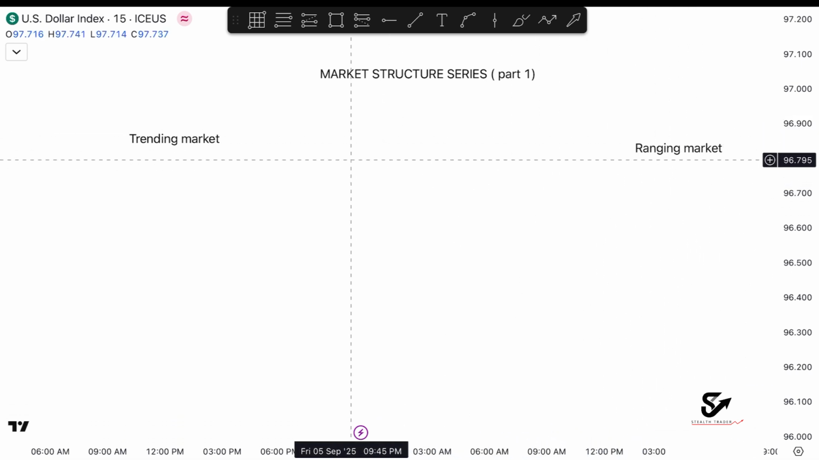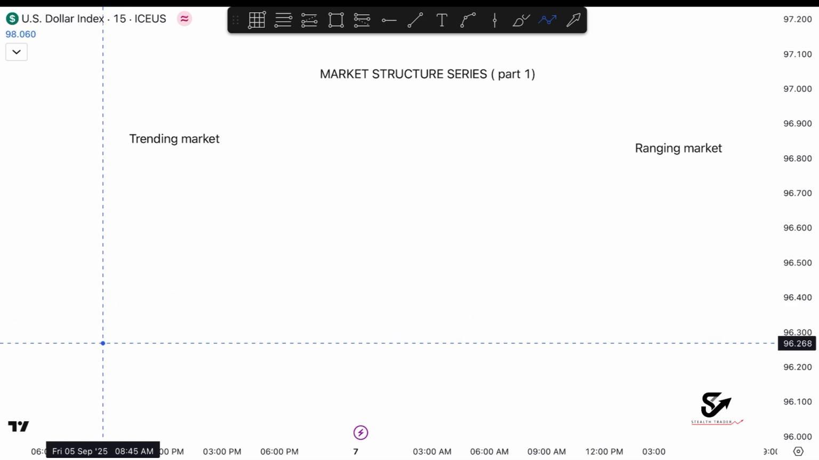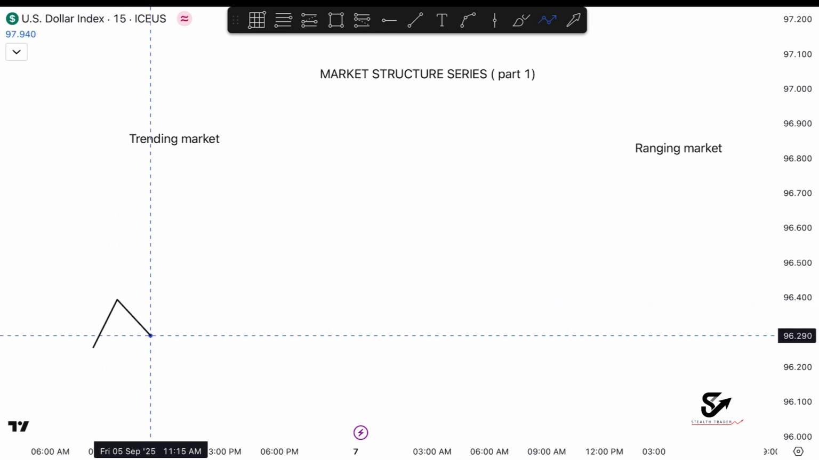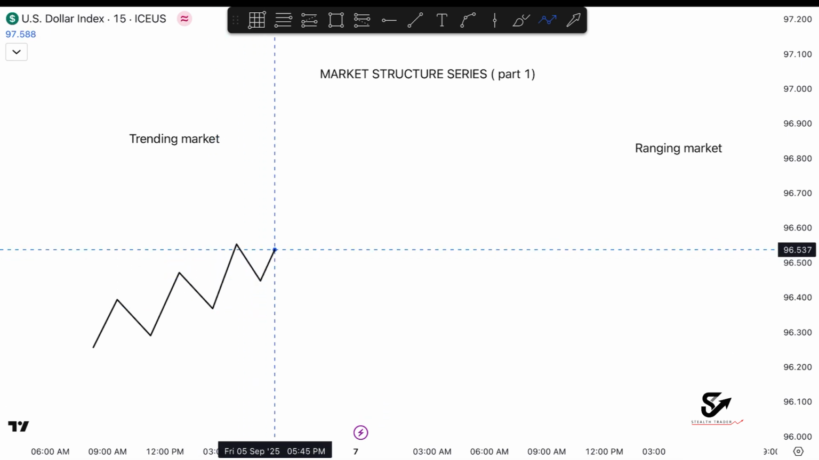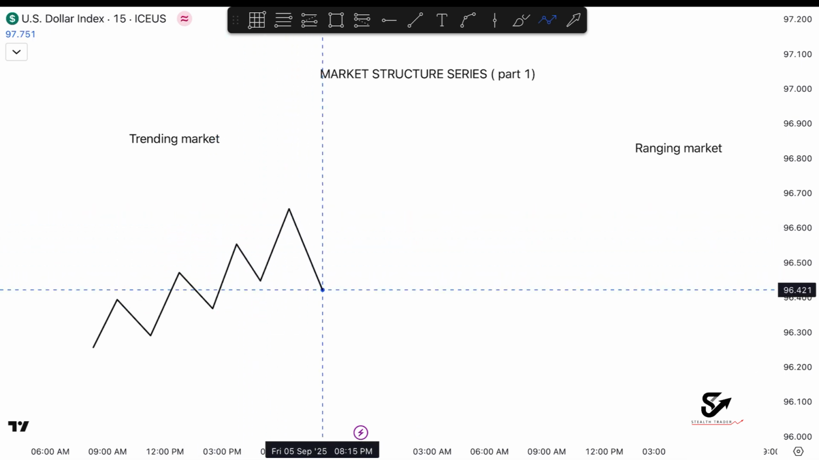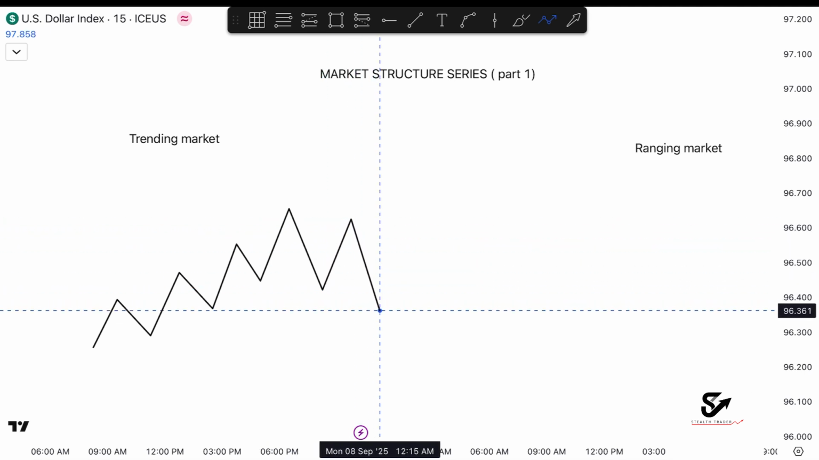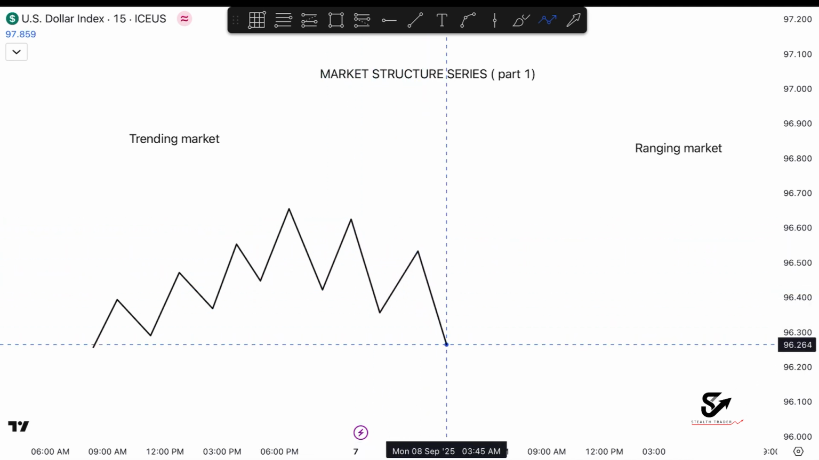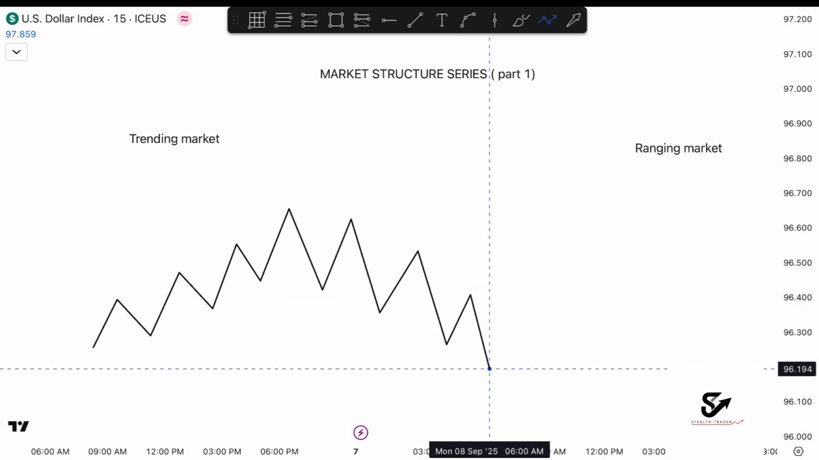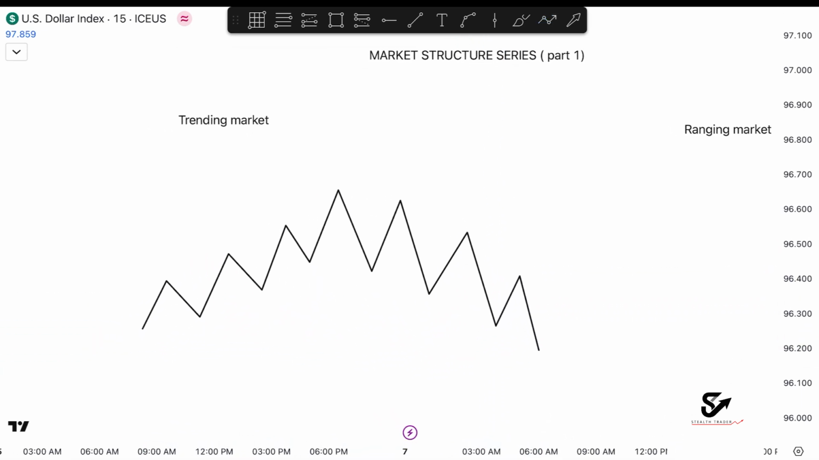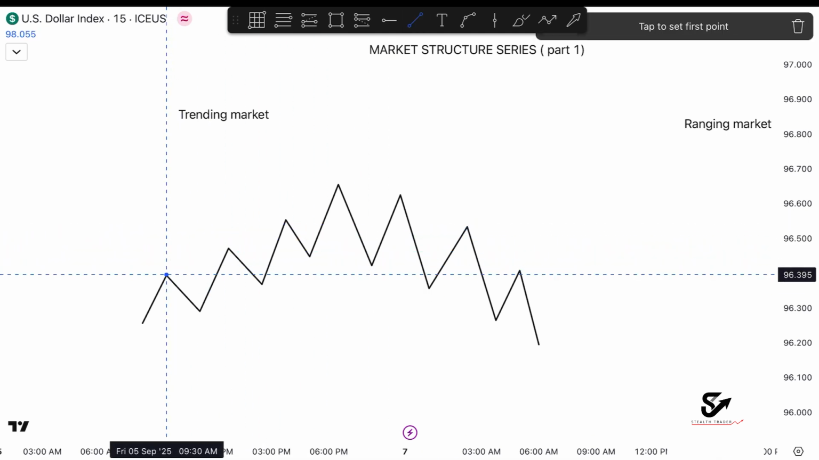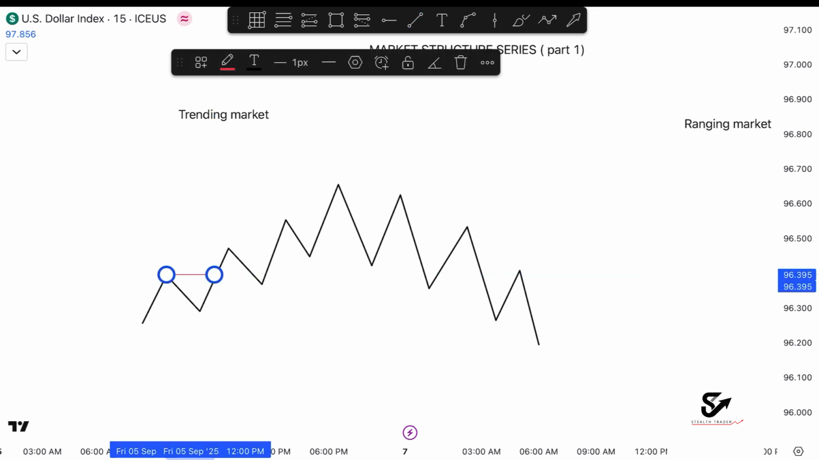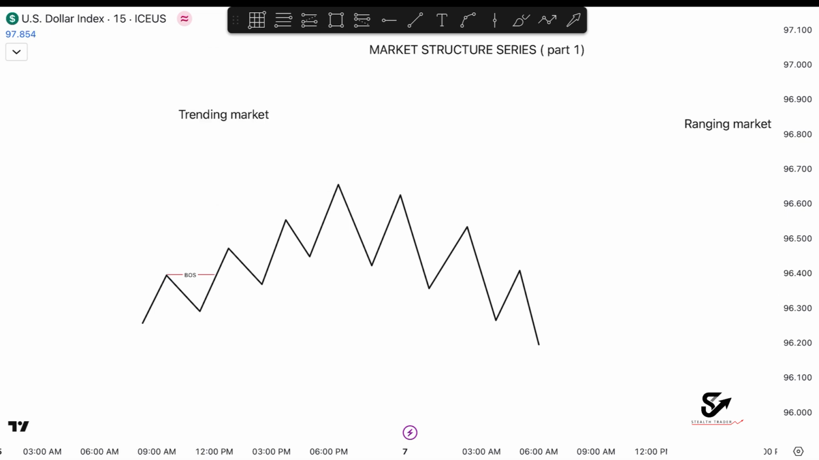So I'm going to draw a quick schematic of what a trending market looks like. The market does something like this. If you see something like this, this is what a trending market looks like. Once the market breaks this particular high right here, we call this a break of structure. For the beginners that have no idea what that is, this is what a break of structure looks like.